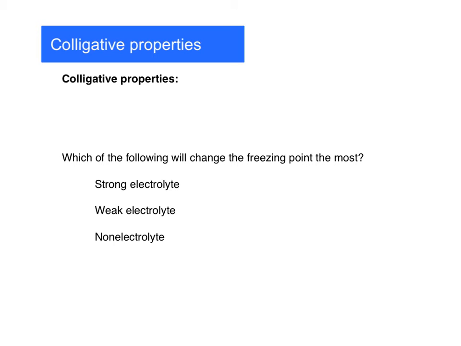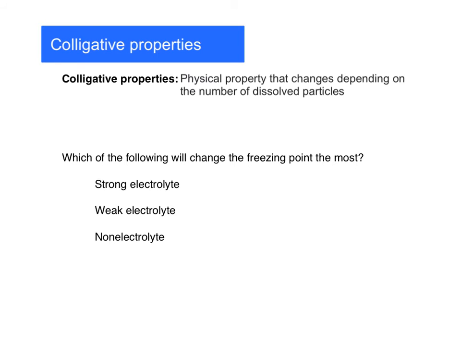So for example, if we were to dissolve something in water, that is going to change some of its properties when we do that. So that's what a colligative property is. A colligative property is a physical property that will change depending on the number of solute particles in your solution. So the more solute particles you have, the larger the change in that particular property. So freezing point and boiling point are the two we're going to talk about in terms of colligative properties. Those are the two that we're going to discuss that change when you add a solute.